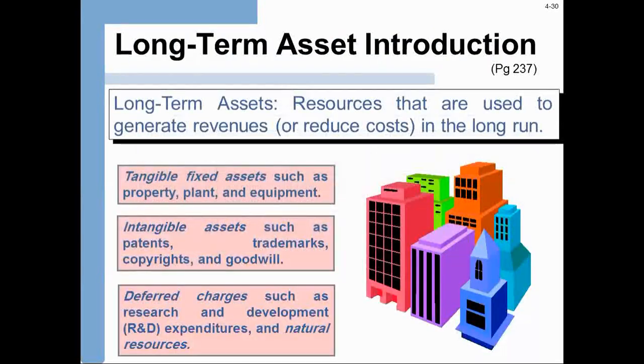First of all, the long-term assets, or we also call them non-current assets. Long-term assets, as you already know, have a life of more than a year. These are the resources that are used to generate revenues. These long-term assets are basically of 2 types: tangible and intangible. Tangible assets are all those which we can touch, like property, plant, and equipment. On the other side, intangible assets, as you already know, are patents, trademarks, copyright, and goodwill.